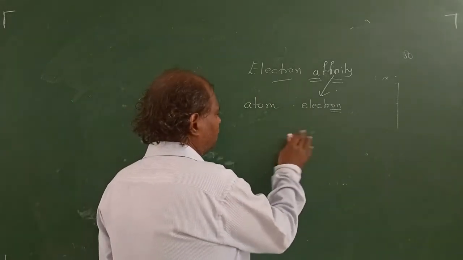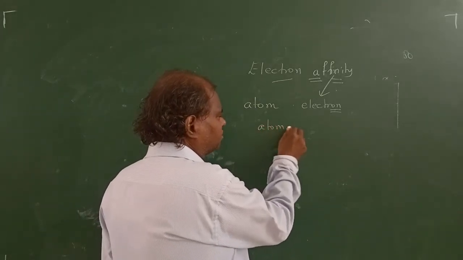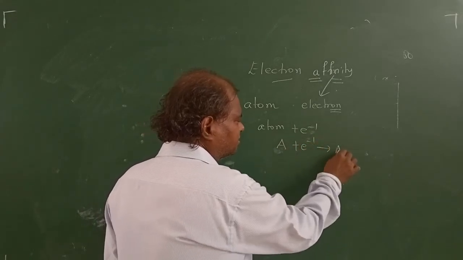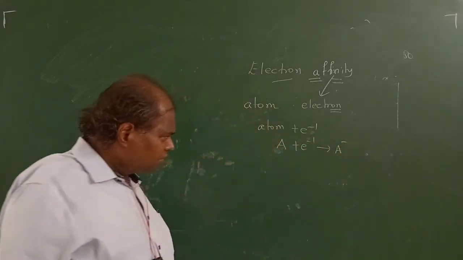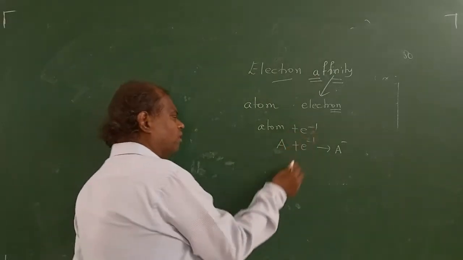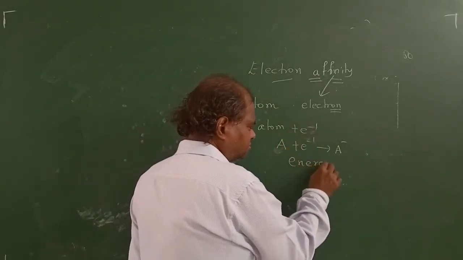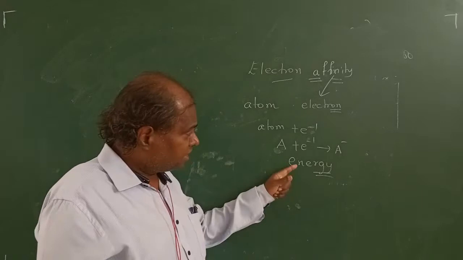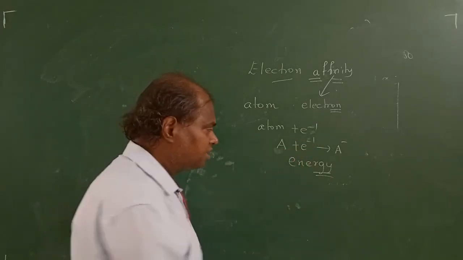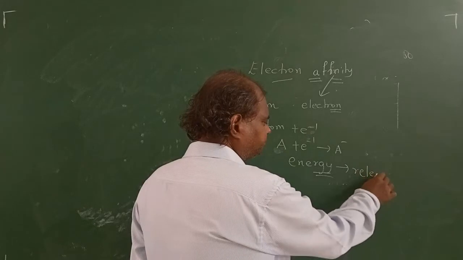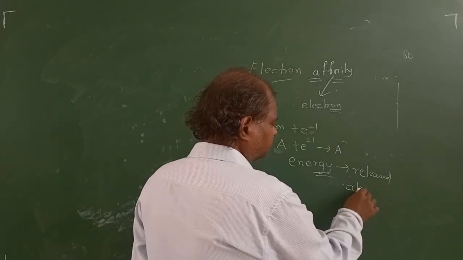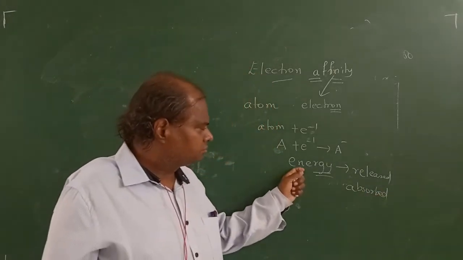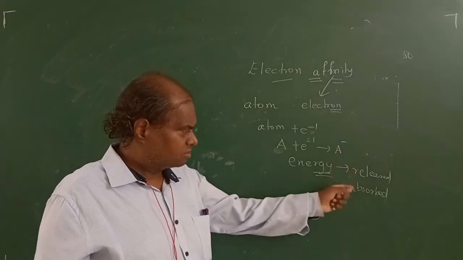Suppose you take an atom A and you add an electron. It will become A minus. Now, when you add an electron, some energy will be involved. That energy can either be released, or it can be absorbed. So two things can happen: energy can be released or absorbed.